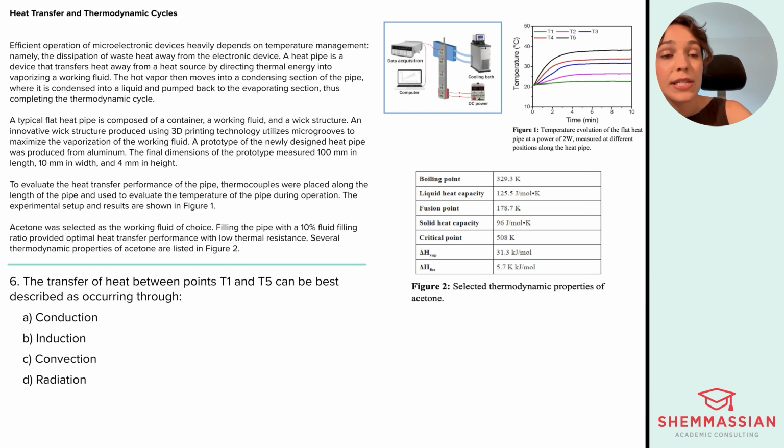So option D, radiation, is heat transfer through waves of electromagnetic energy, like sunlight hitting your skin. It doesn't actually need a medium or any contact whatsoever. So again, that's not at all how things are happening in this problem. The fluid is moving. It's actively moving the heat from point T1 to point T5. So we can be sure now that C is the correct answer.